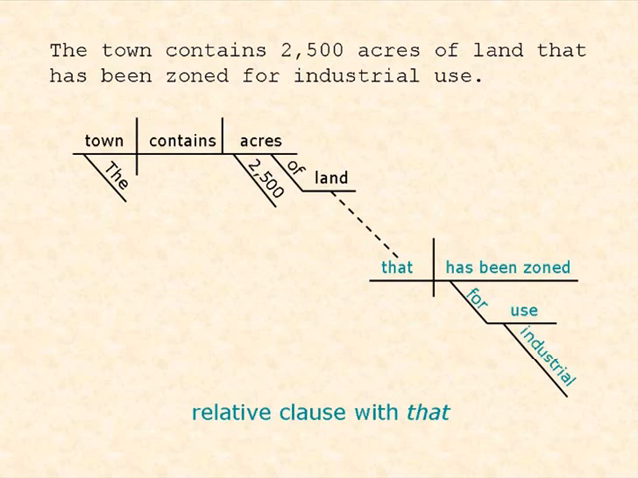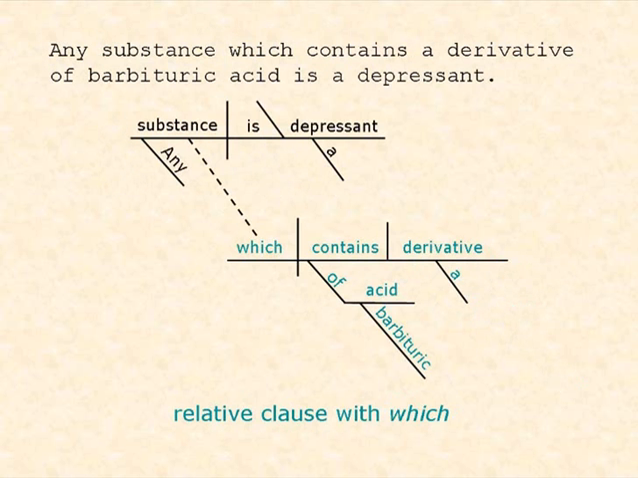This diagram shows the relative pronoun that, which is the subject of the relative clause. The relative clause is that has been zoned for industrial use. This diagram shows which, introducing the relative clause, which is the subject of the relative clause. And the relative clause is which contains a derivative of barbituric acid.